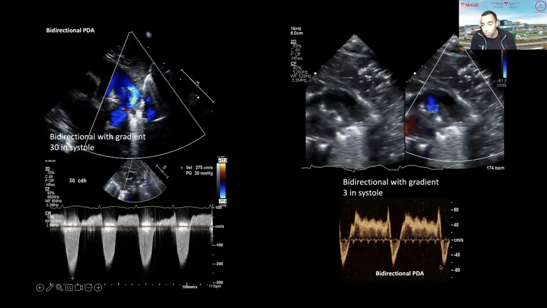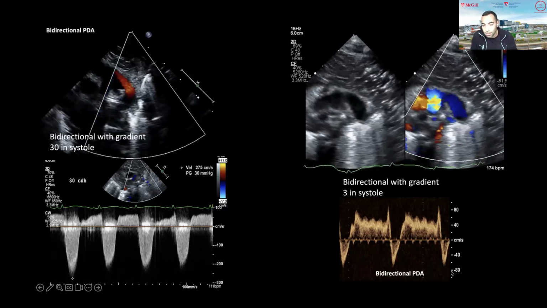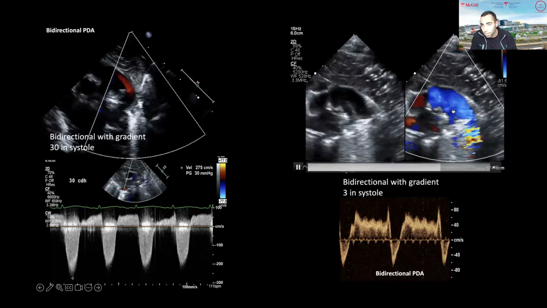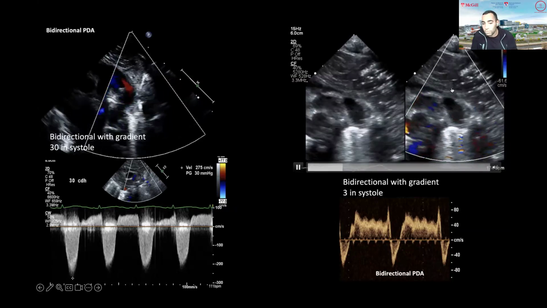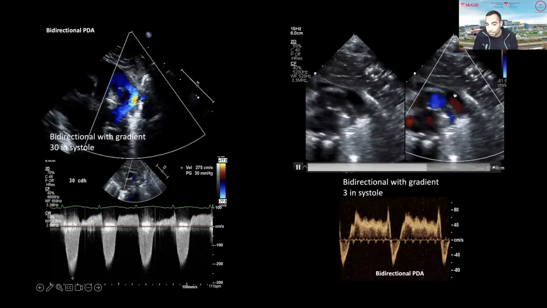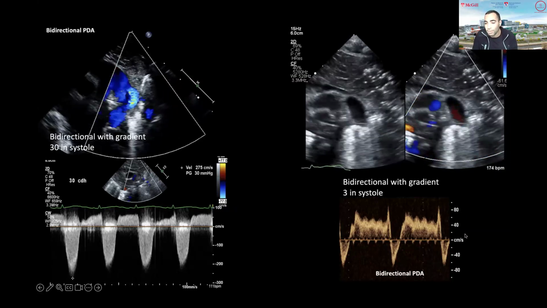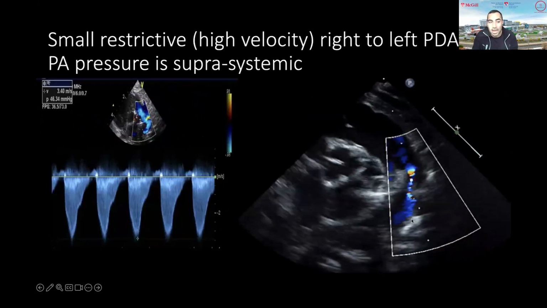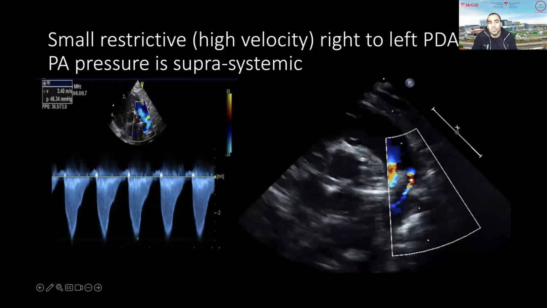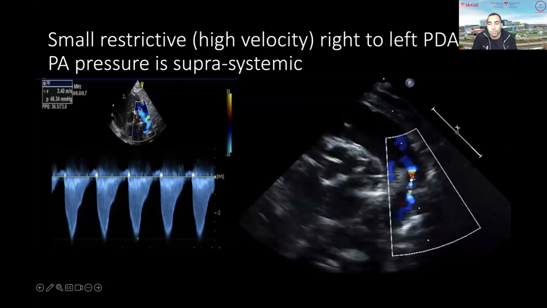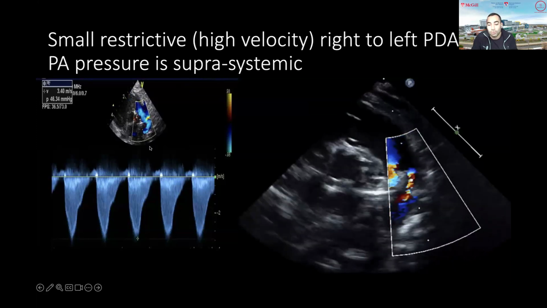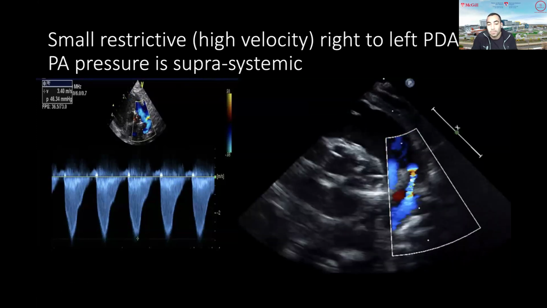When I look at this gradient, which is less than 1 meter per second, these are very low velocities because it's a very light duct. It just tells me the pressure on both sides is probably about the same. But you have a concern here that you get some bidirectional component to it. And when it's right to left, it tells you that your PA pressure or your PVR is much higher than your LV pressure, your aortic pressure, your SVR.